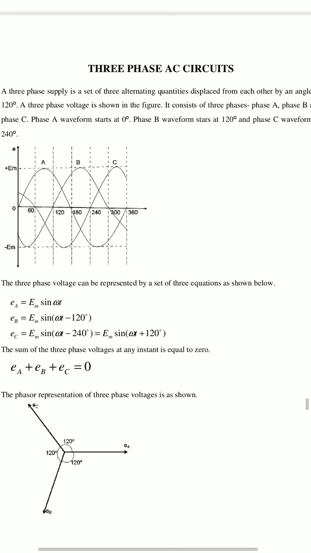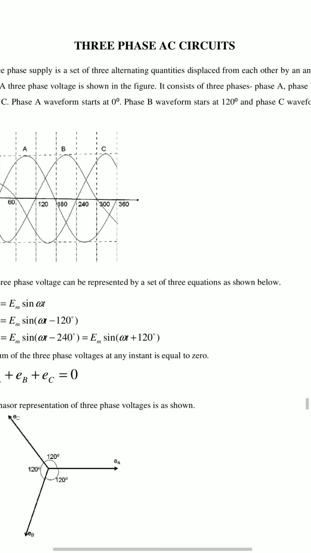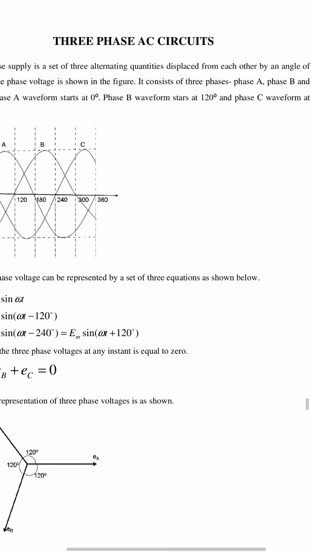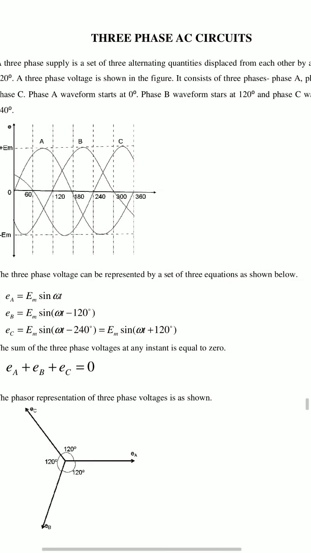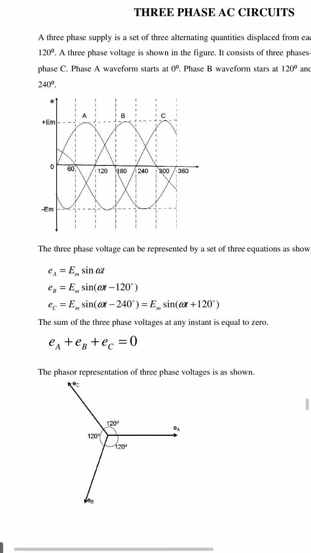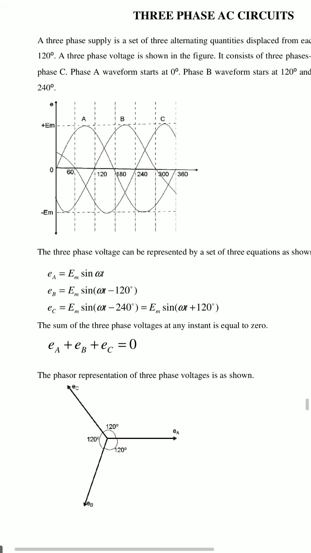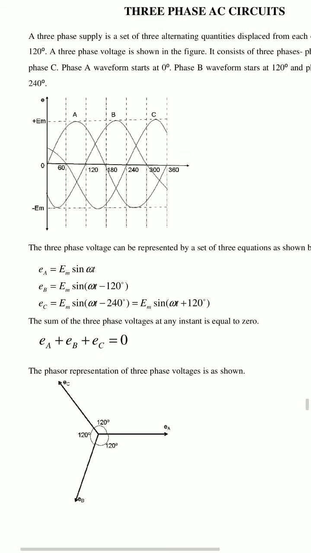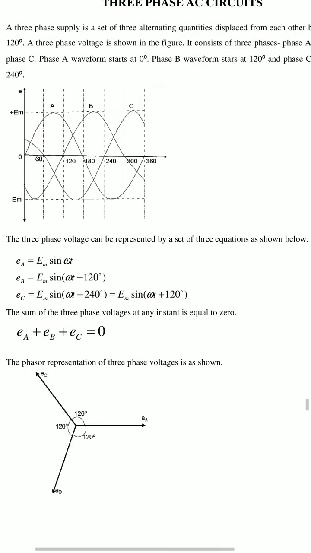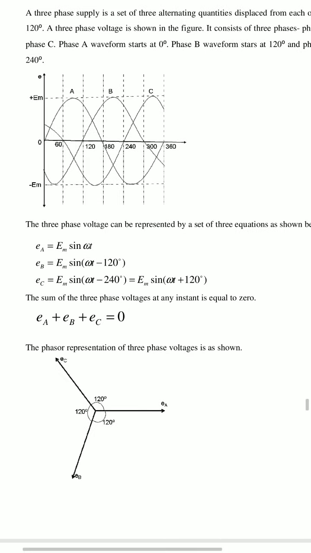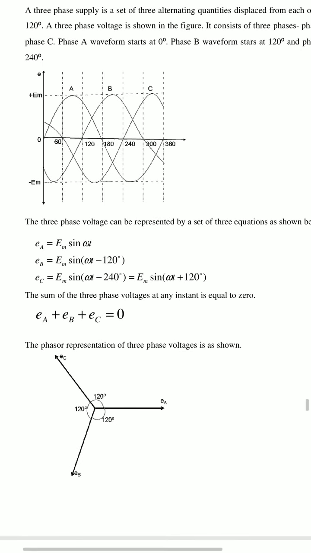A three-phase voltage is shown in the figure. It consists of three phases: phase A, phase B, and phase C. A phase waveform starts at 0 degrees, phase B waveform starts at 120 degrees, and phase C waveform starts at 240 degrees.